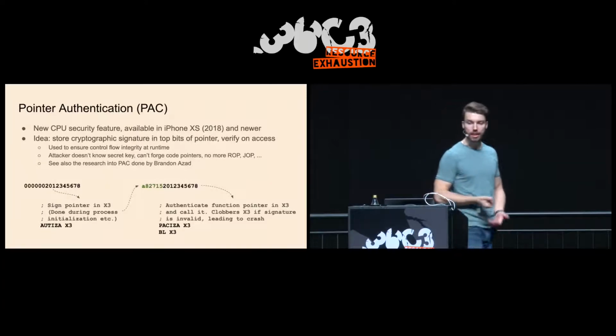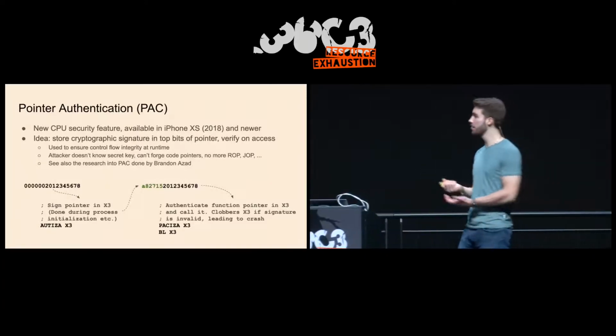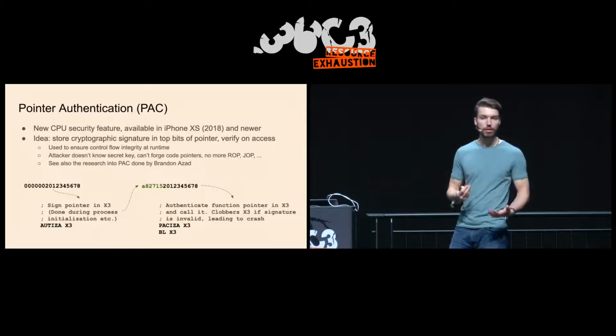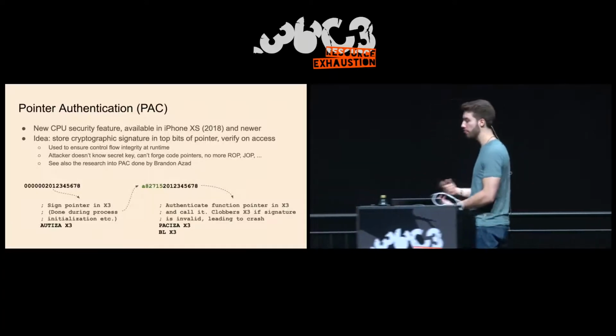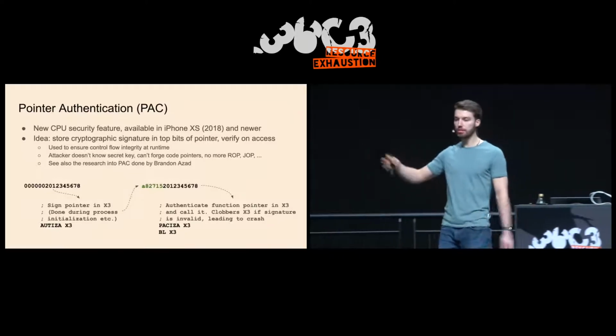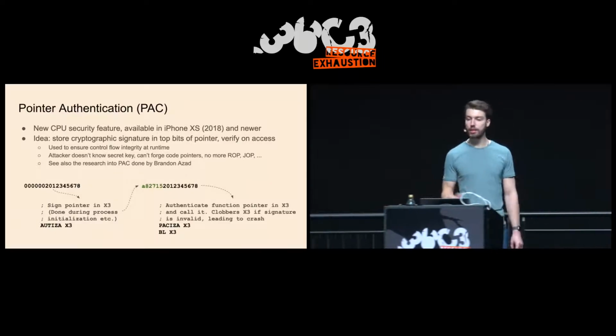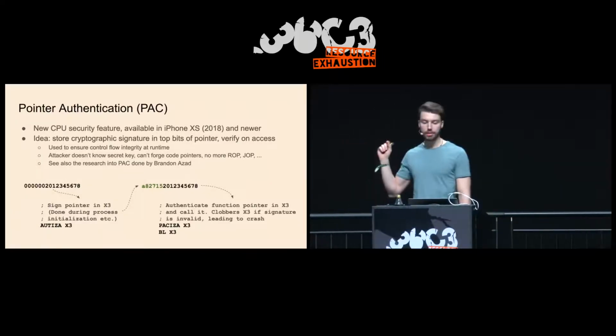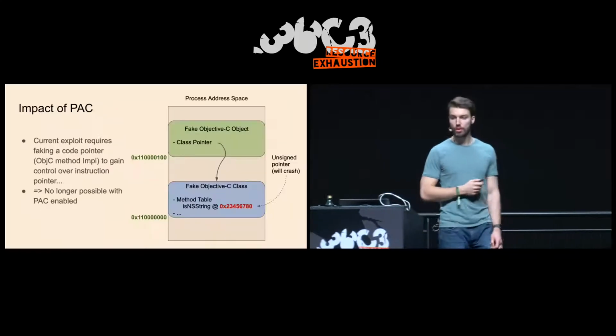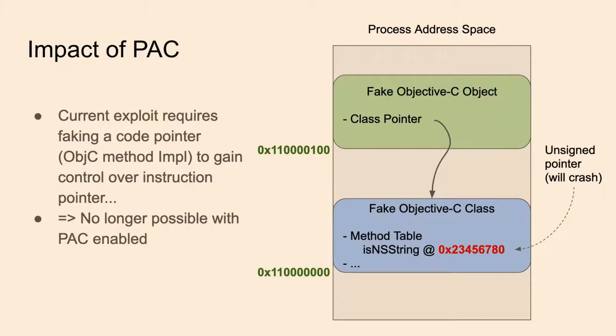What this means for an attacker is that more or less ROP is dead, because ROP involves faking a bunch of function pointers or code pointers, really, that point in the middle of existing code. So this is no longer possible because an attacker cannot generate these signatures. So this is where our exploit breaks, right? The red thing, where we have a fake Objective-C class with our own function pointer, no longer works because we cannot compute these signatures. So what do?